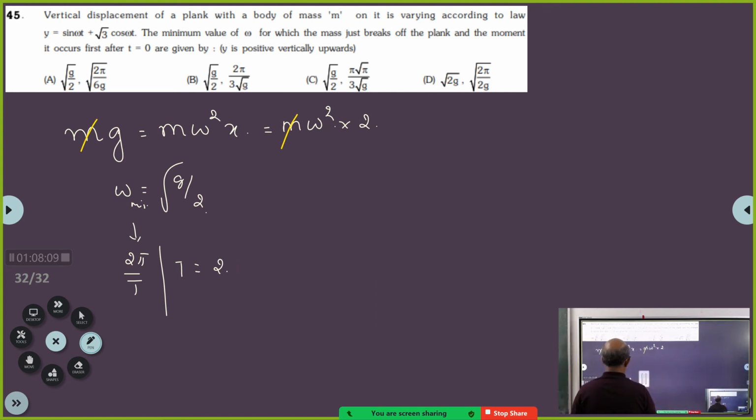It is upside down. Upside down: root of 2 by g. Yeah, but from the equation, there will be some phase difference. Phase difference we are not taking. Yes, phase difference we are not taking. Correct, you are right. So then you have to solve this.